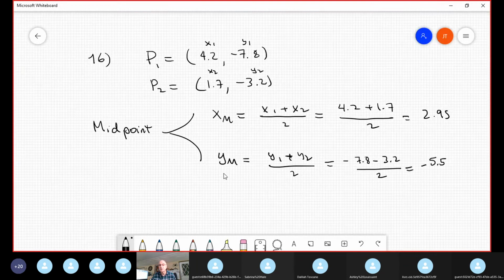So when I put it in my calculator, the midpoint is located at the point 2.95, negative 5.5. End of story. Any question?